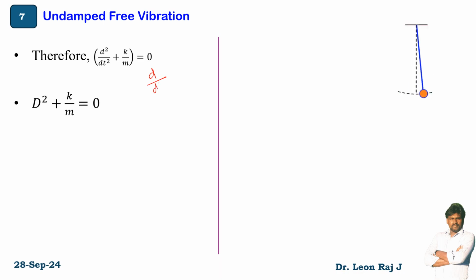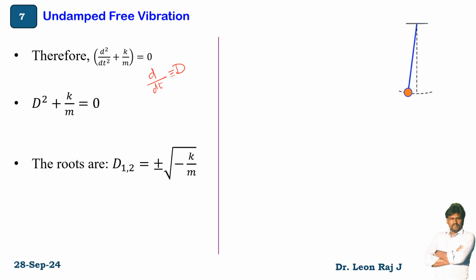So this is a differential equation. Hence the d by dt can be written with an operator capital D. So D square plus k by m is equal to 0. So this is like a characteristic equation. The roots for this equation, D1, 2, are plus or minus square root of minus k by m, that is D square equal to minus k by m. So these are the two roots, D1 and D2.